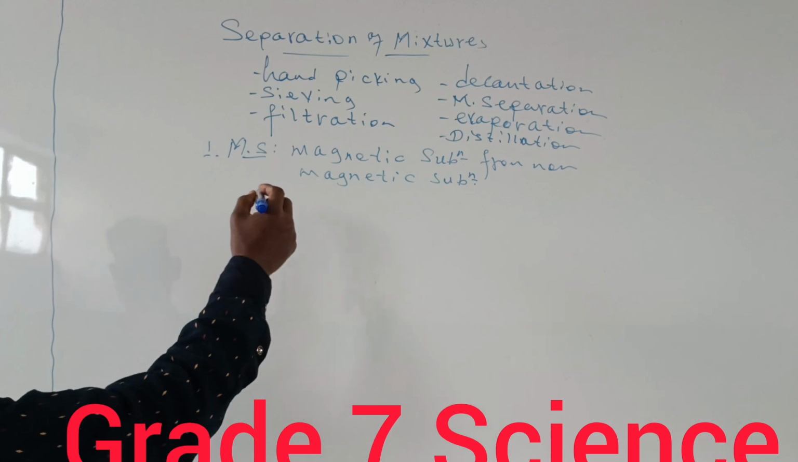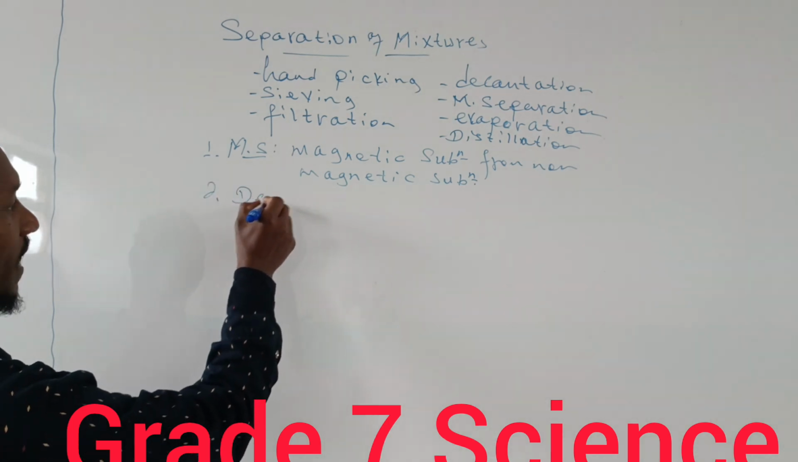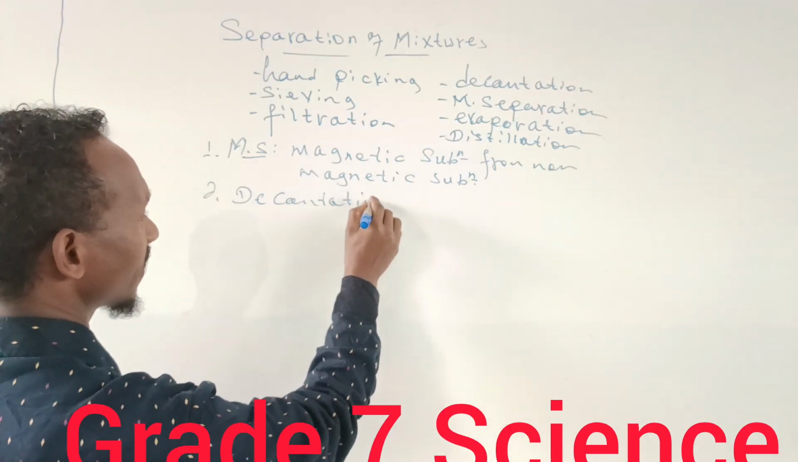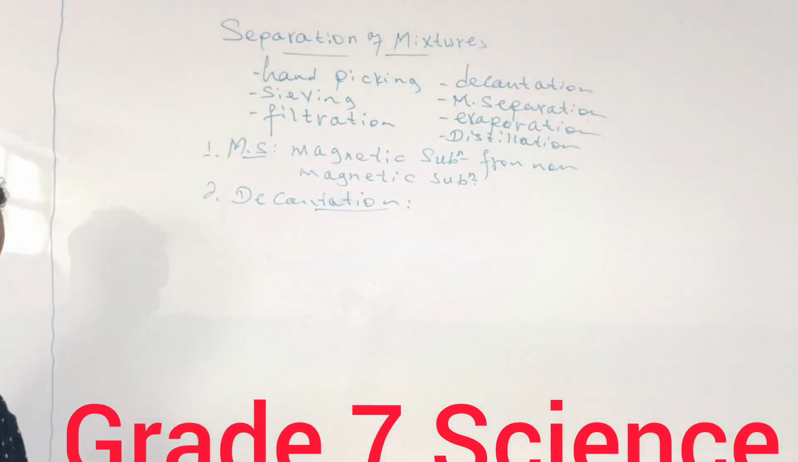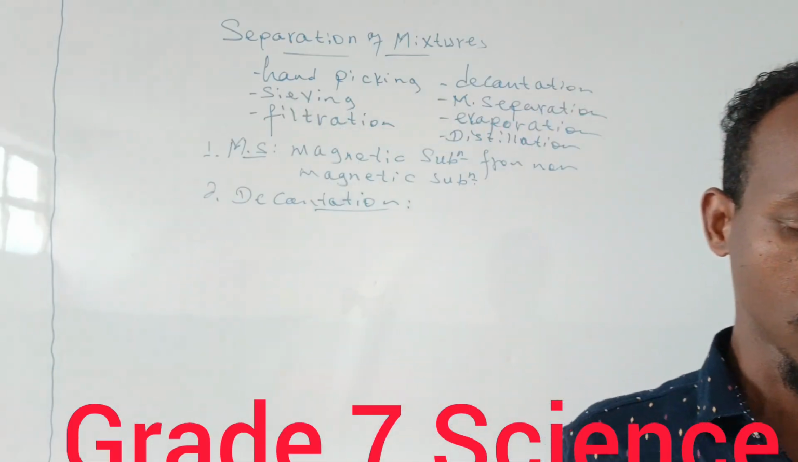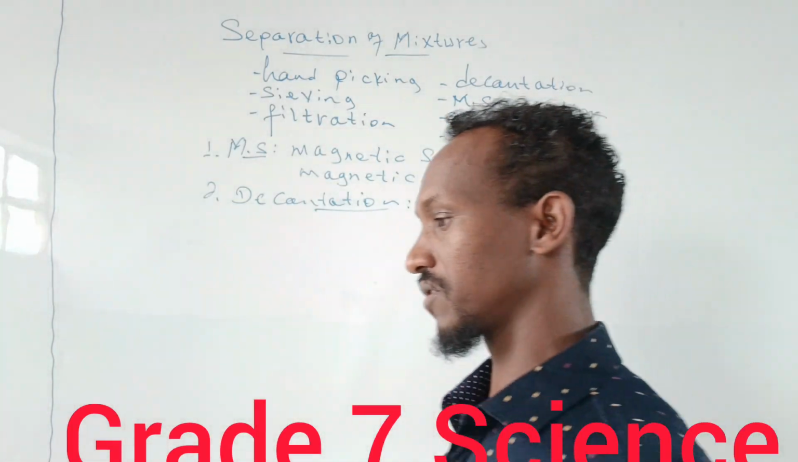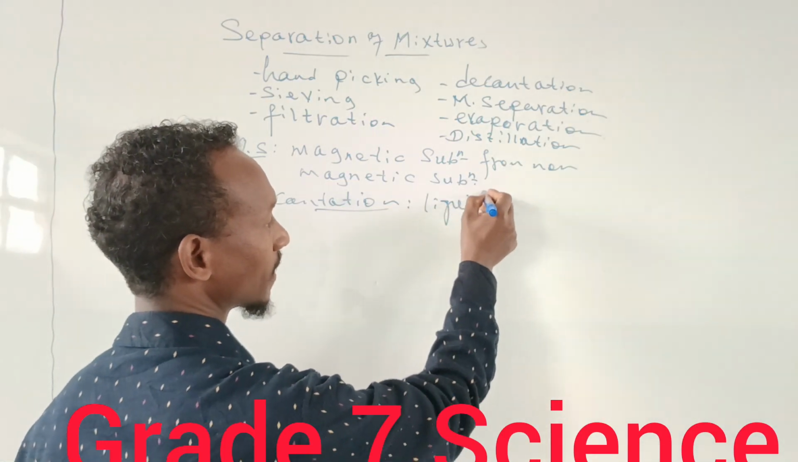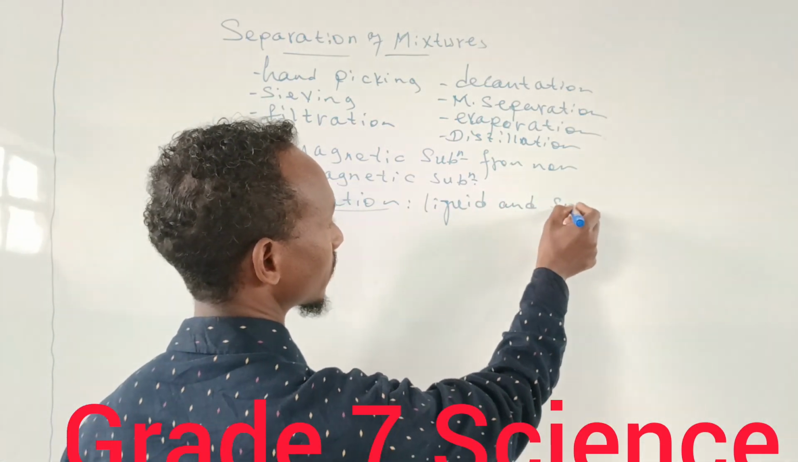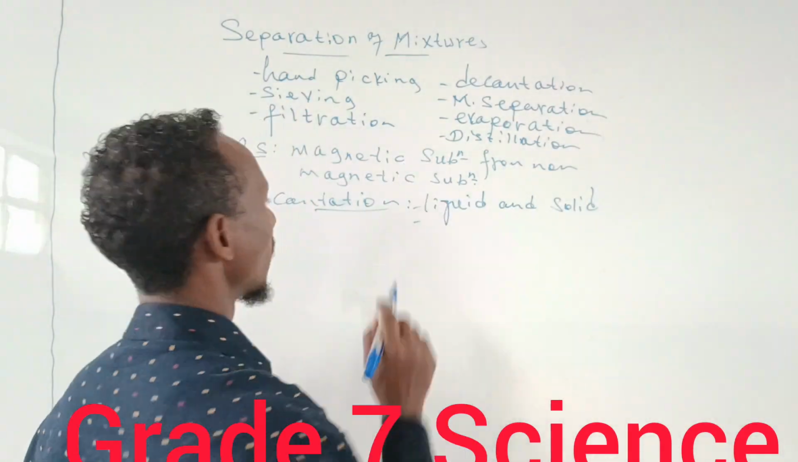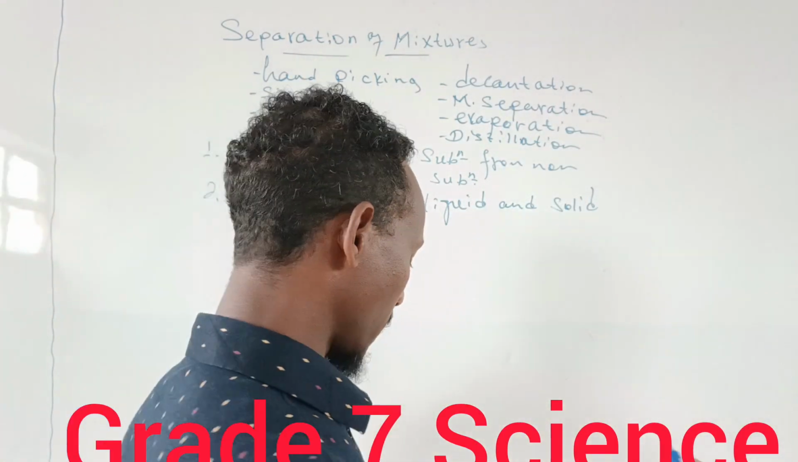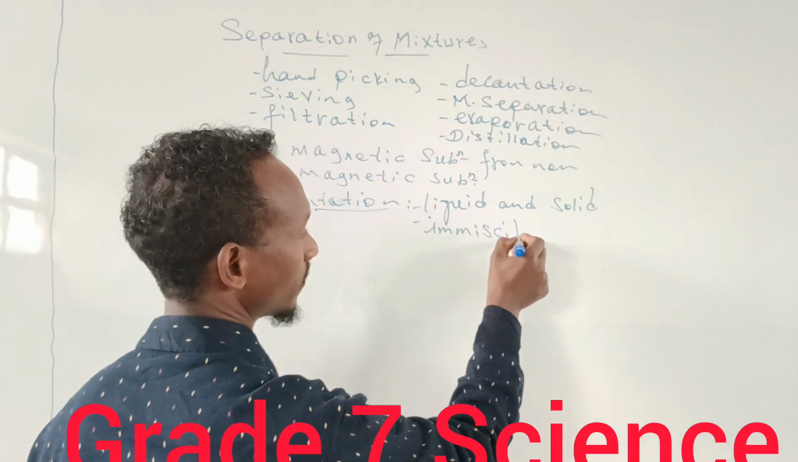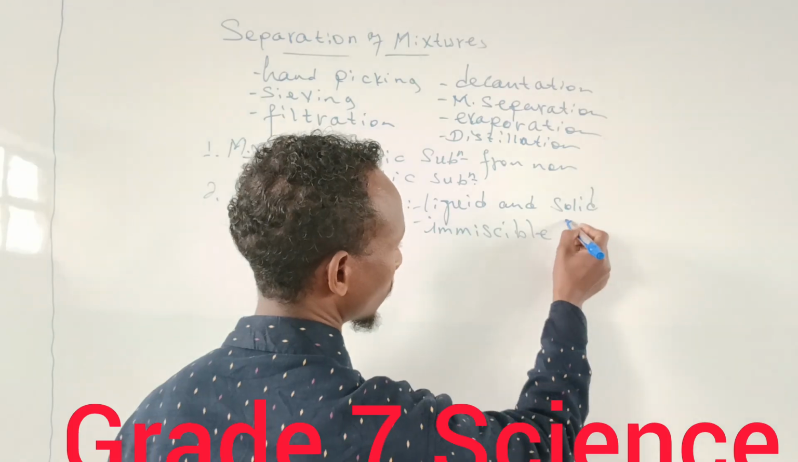The second one is decantation. Decantation is a technique or method used to separate two substances in two states, liquid and solid, when they become mixed with each other, as well as to separate two immiscible liquids. Immiscible liquids.